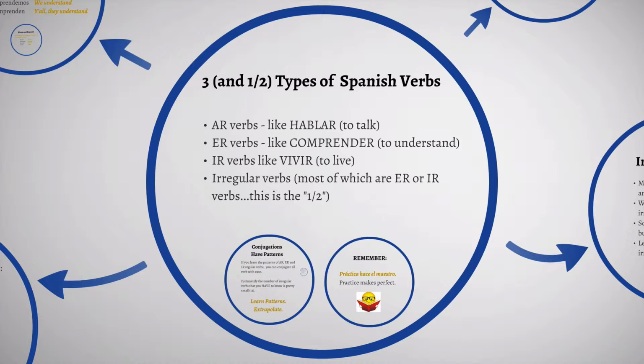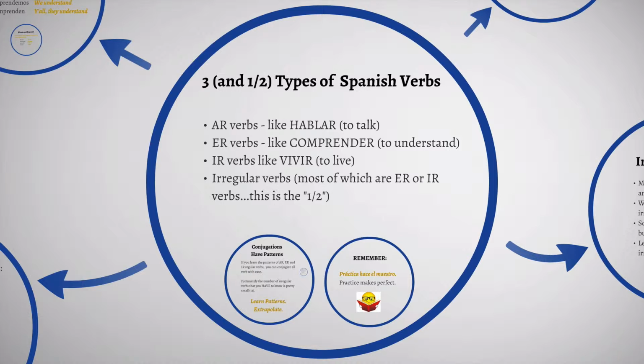The infinitive of a verb is simply the to form: to talk, to understand, to live. Whatever's left of the verb after you remove the termination is called the root of the verb. Habl is the root of hablar.